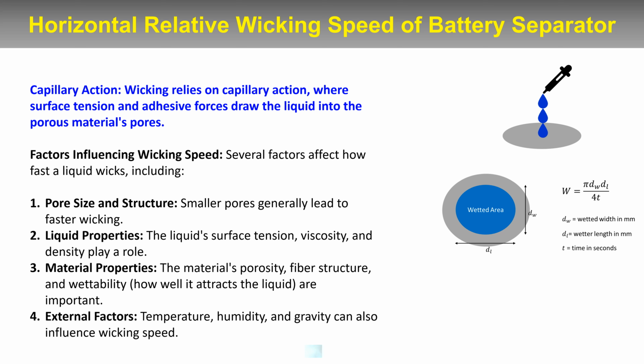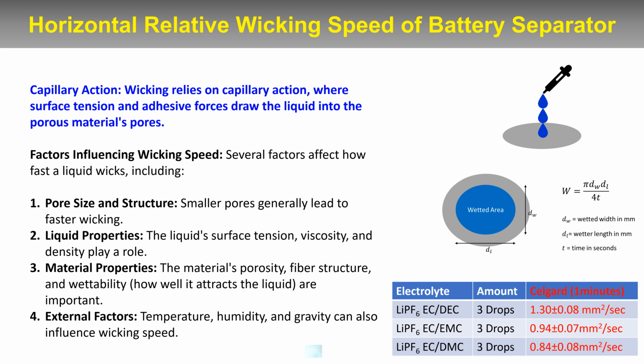As a reference, I have measured some relative wicking speeds for different kinds of electrolytes and the Celgard separator. When I use EC and DEC based electrolytes, the wicking speed is pretty high. However, when I move to the EMC or DMC based electrolytes, the wicking speed drops due to the properties of these liquid electrolytes, their densities, etc.